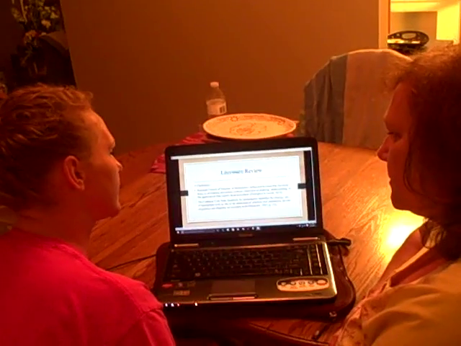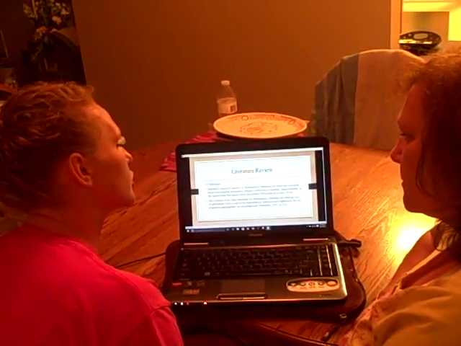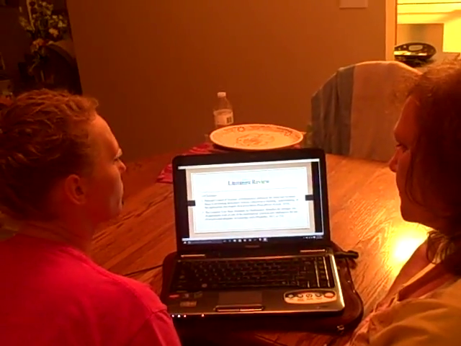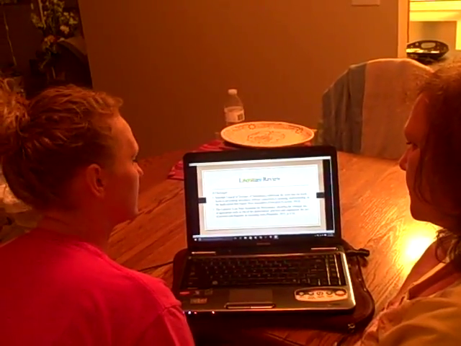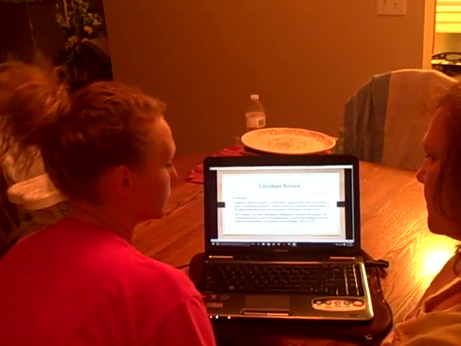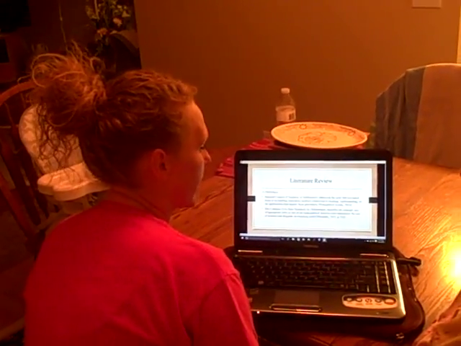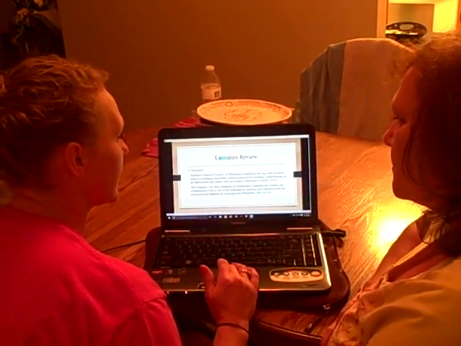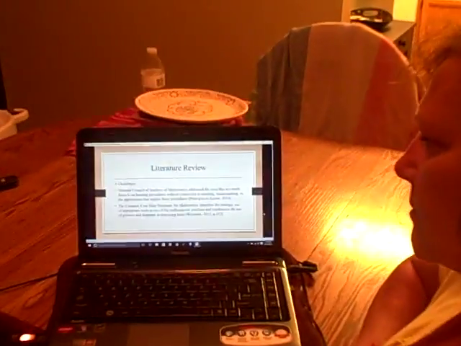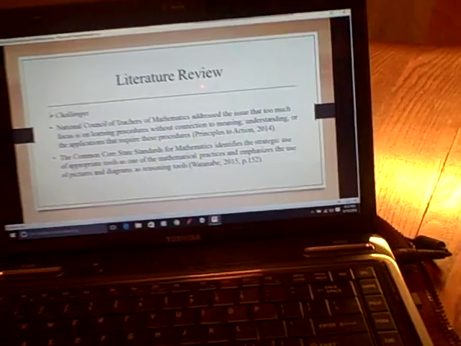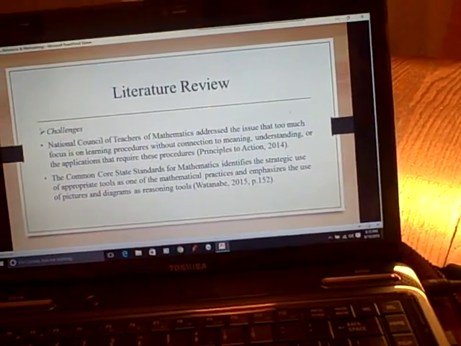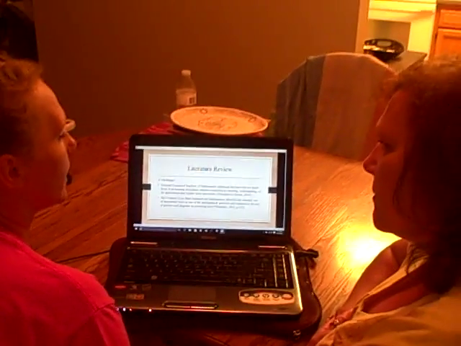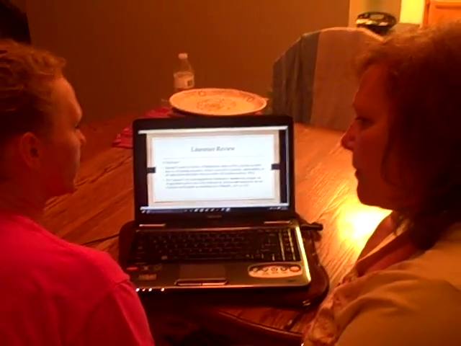The Common Core State Standards for Mathematics identifies the strategic use of appropriate tools as one of the mathematical practices and emphasizes the use of pictures and diagrams as reasoning tools. And that's another thing we seem to see throughout the last couple of years, that our students really struggle with reasoning when it comes to math. They don't have those entry points to every math problem.